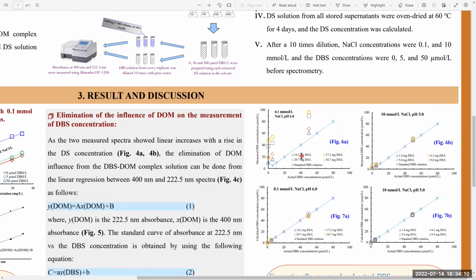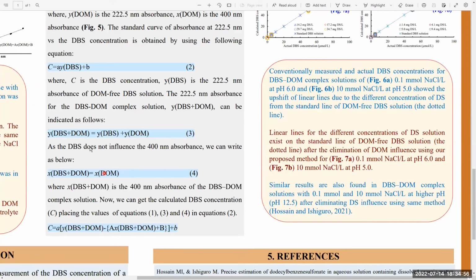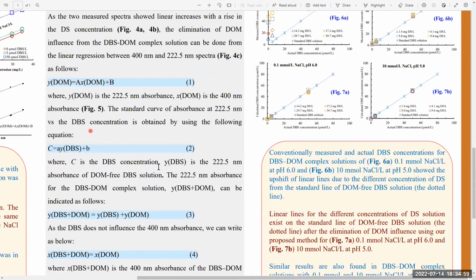Because of the higher and higher dissolved solid concentration, the conventionally measured DVS concentration just increases here. As the dissolved solid concentration increases, the DVS concentration also increases. With the maximum dissolved solid concentration, it shows the maximum DVS concentration. With less dissolved solid concentration, like 14, it shows a little less DVS concentration, while the real DVS concentration is represented only by this line.